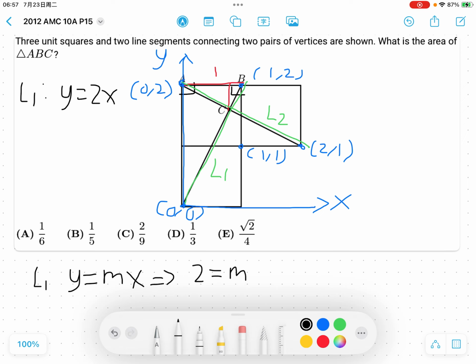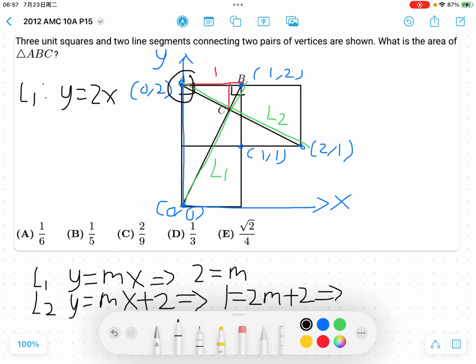Now the equation of L2, we can also calculate it using the same thing. We have y equals mx plus 2 because the y-intercept here is 2. If we plug the values in for 2, 1, because it intersects at 2, 1, then we get 1 equals 2m plus 2, or basically m equals negative 1/2. Therefore, L2 would be y equals negative 1/2 x plus 2. So these are our 2 lines.